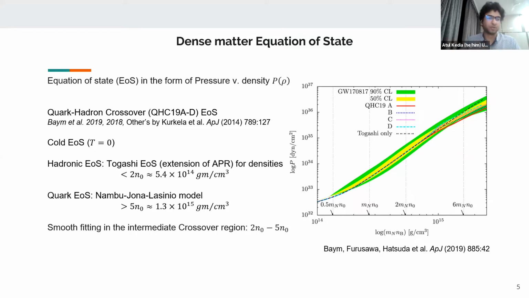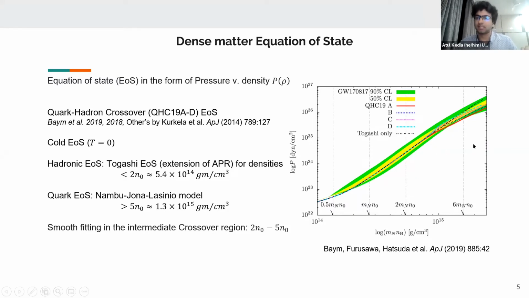So yeah, we'll get into that in a second. These two describe the low density and high density equations of state. The region in between these two, from 2 to 5 times the nuclear saturation density, is approximated by doing a smooth interpolation between the two regions, the region of hadronic matter and quark matter. And this region is going to be the phase transition region. And so this is how the equation of state is.